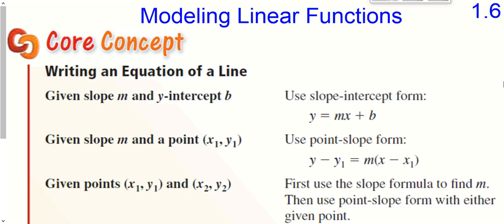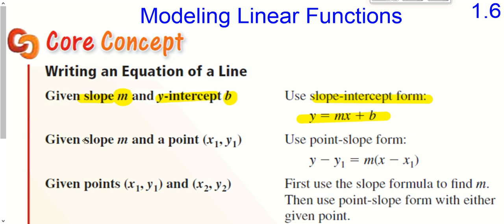All right, 1.6, modeling linear functions. Here's a few things that we need to look at before we get into an example. If we are trying to write an equation of a line, then you should remember from Algebra 1, if you are given the slope, which is m, and the y-intercept, which is b, then you are going to use slope-intercept form, which is y equals mx plus b.